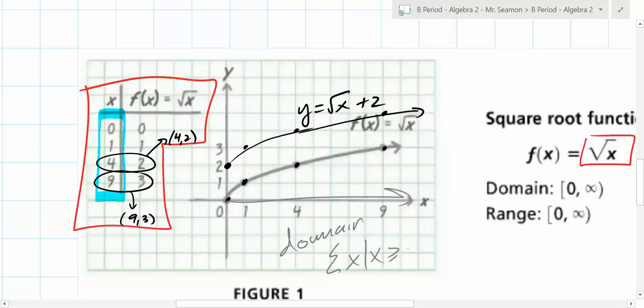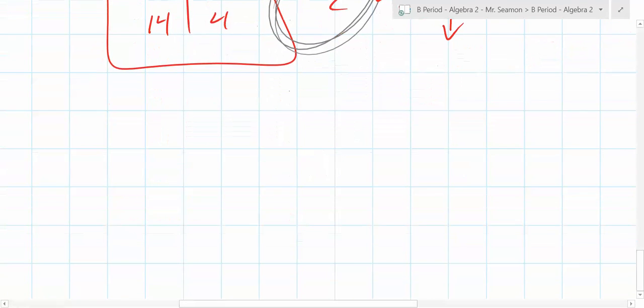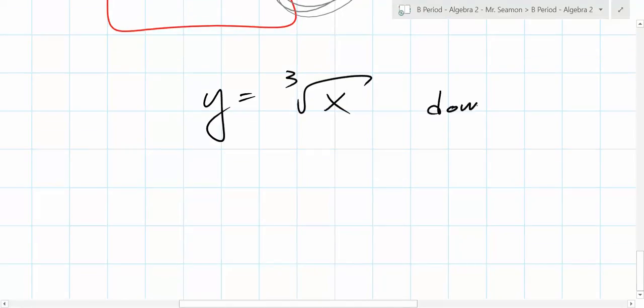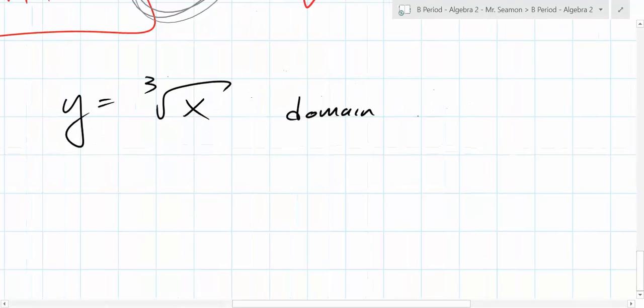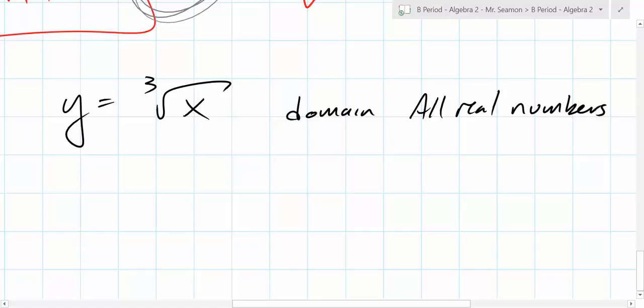All of these are what numbers? Positive numbers, right. Greater than or equal to 0. So let's change it just a little bit. What happens if I ask you about the cube root of x? The cube root of x. What's the domain here? Is there anything you can't? Oh, it's all real numbers, right? Can you take the cube root of a negative? Sure. What's the cube root of negative 8? 2. Right. So what does this look like?